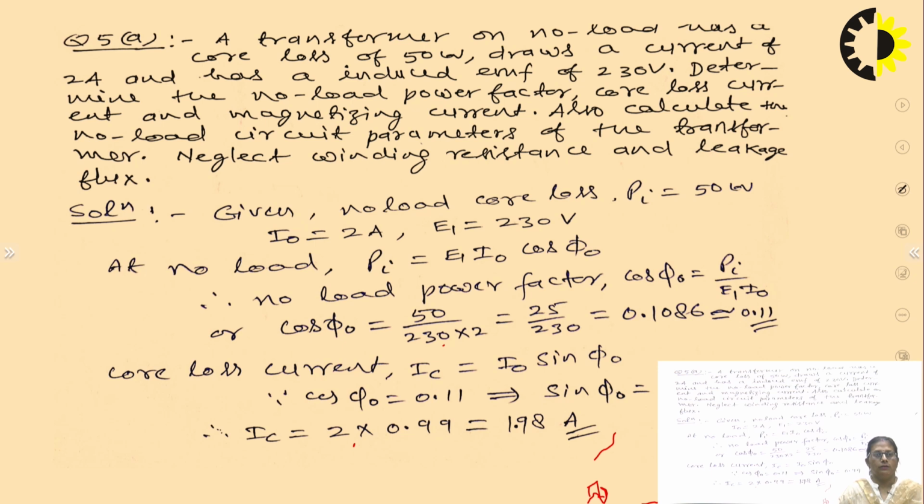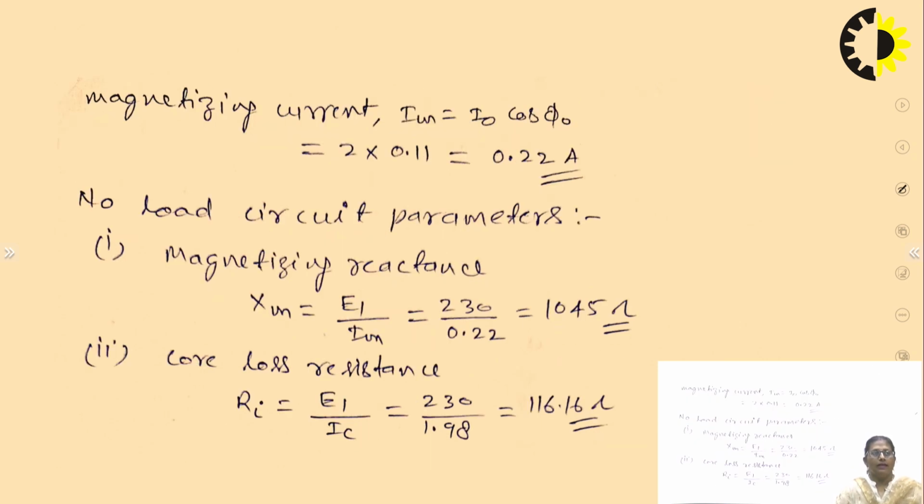So the power factor we got is 0.11, and the core loss component we got is 1.98 amperes. Another one is the magnetizing component, that is IM. IM is the cos component, so we go for IM, that is I0 cos phi naught. That will be 2 into 0.11, which is 0.22 amperes.